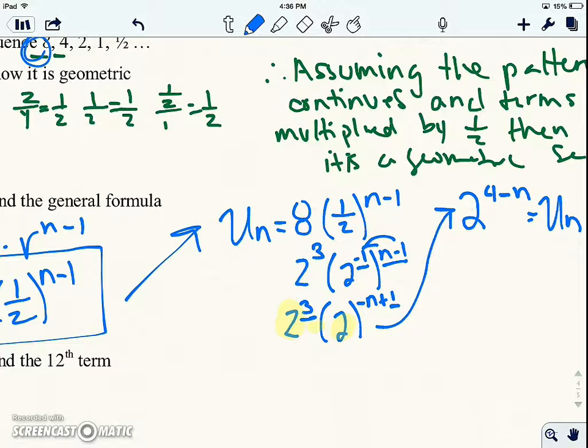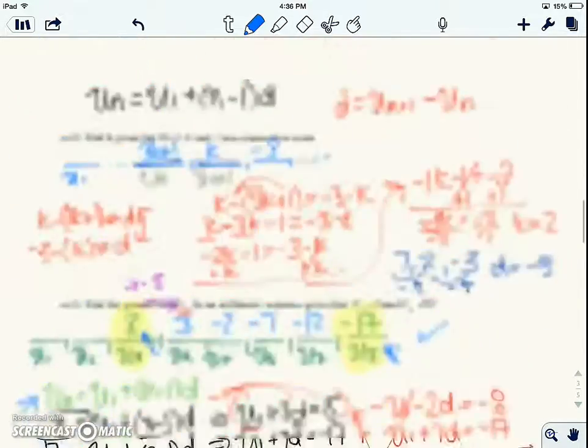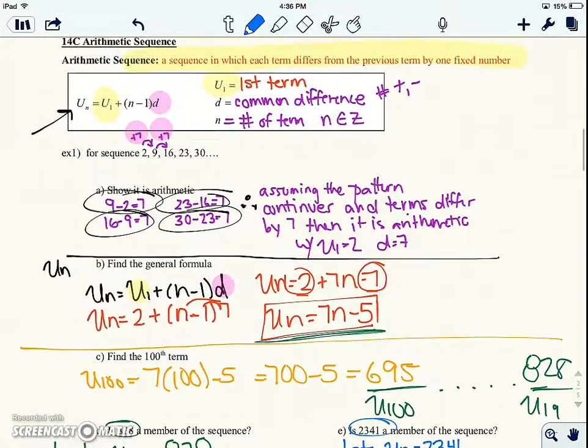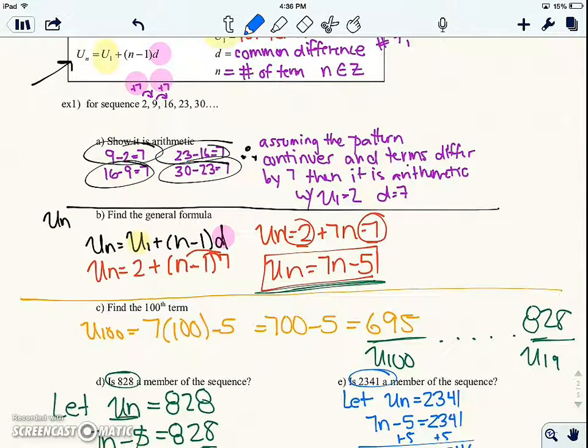And I'm going to show you what I mean. Just like before, where we got an answer like this, but then we used algebra to simplify it to 7n minus 5.